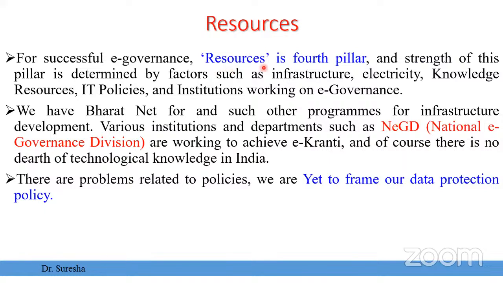Resources. For successful e-government, resources are the fourth pillar, and the strength of this pillar is determined by factors such as infrastructure, electricity, knowledge resources, IT policies, and institutions that are working on governance. In most places, electricity is the main problem. When you go to the interiors, there will be electricity only 4 to 5 hours. How can you implement Digital India or ICT programs, online things? This is very, very difficult as of now. But people say the power situation is improving, but we have to wait and see.